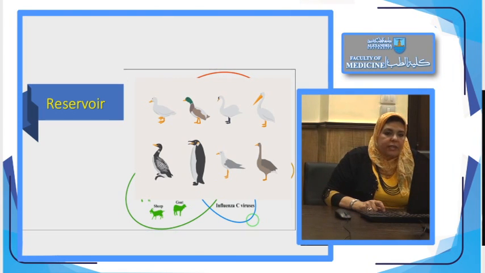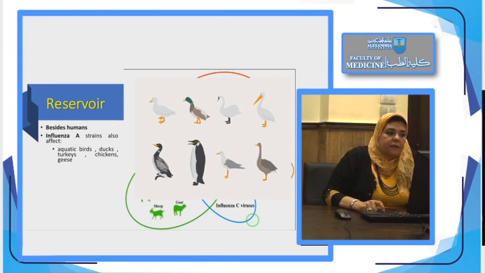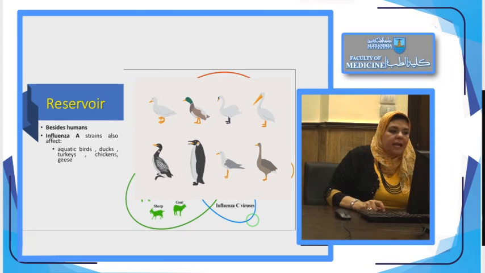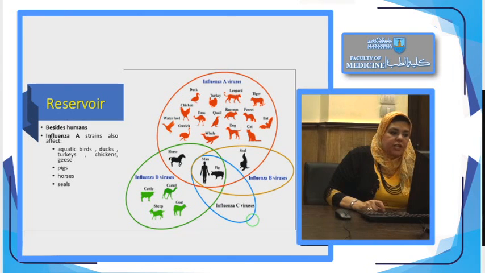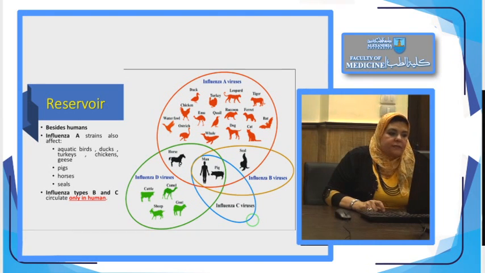The agent, we spoke in detail about the agent, and now this is the reservoir of infection. Besides the human as a reservoir for influenza, type A virus strains also affect animals. The most common animals are aquatic birds, ducks, turkey, chicken, geese, in addition to pigs, horses, and seals. Type B and C circulate only in humans. That's why human is the only reservoir for type B and C influenza viruses.